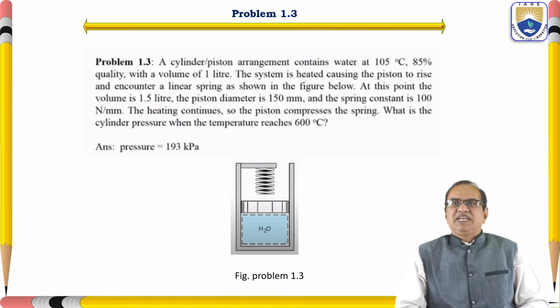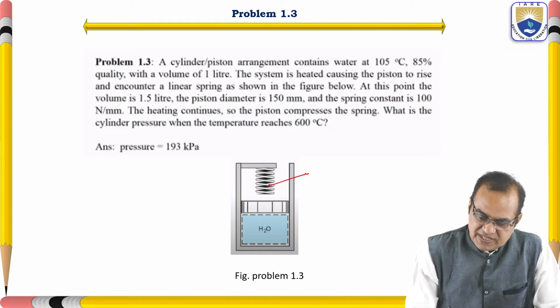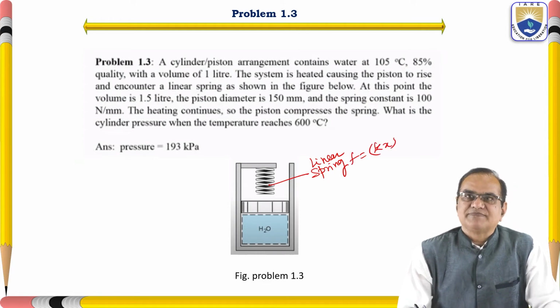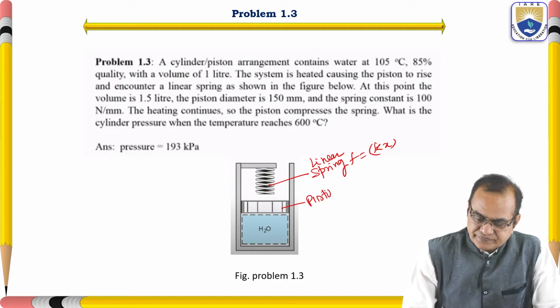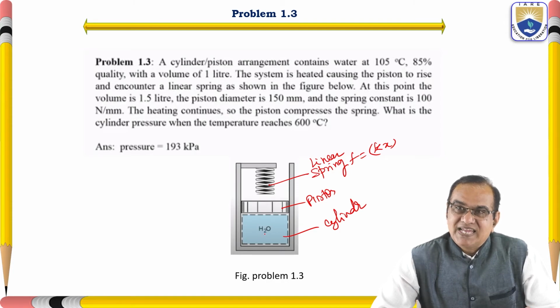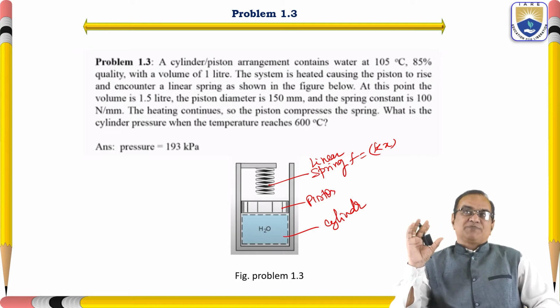The system is heated, causing the piston to rise and encounter a linear spring as shown in the diagram. So here is the spring and it is given as a linear spring. Linear spring means F is equal to Kx. Here is the piston, and this is the cylinder, filled with water. But the water is not pure liquid. It is a mixture of vapor and liquid. It is a two-phase system. As per the given, quality is 85%.